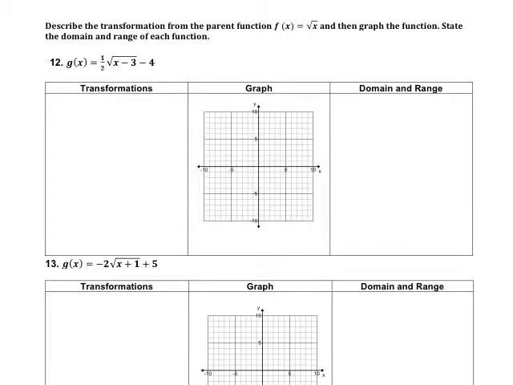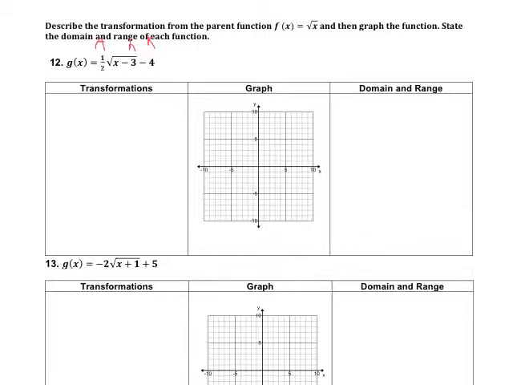Okay, we need to describe the transformations of this function. So looking at number 12, there's three numbers involved in this problem. There's the a number in front, that's the number 1/2. There's the what we call the h number, which is the number 3, and the k number back there, which is the -4. So basically we need to explain those three numbers.